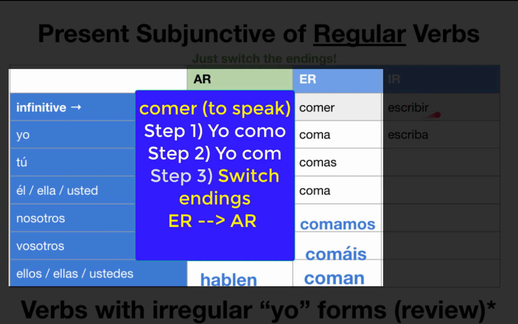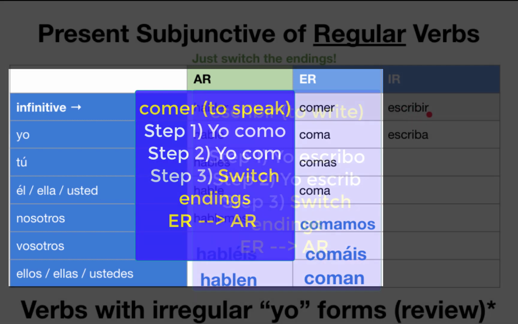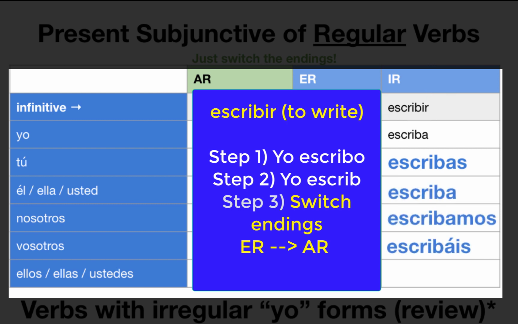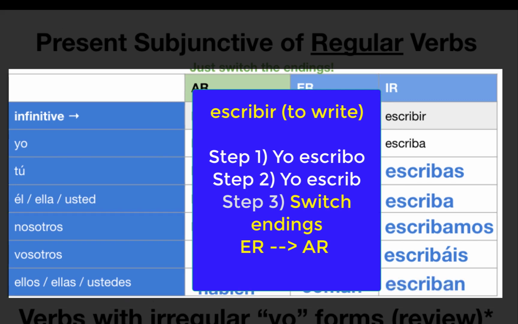Finally, for an IR verb, we've got escribir as our example, and we are going to start with the yo form. Again, escribo is the yo form in the present indicative, but we're going to drop the O and switch it with A because it's an IR verb, and we've got yo escriba. Then we've got tú escribas, él escriba, nosotros escribamos, vosotros escribáis, and ellos, ellas, ustedes escriban.